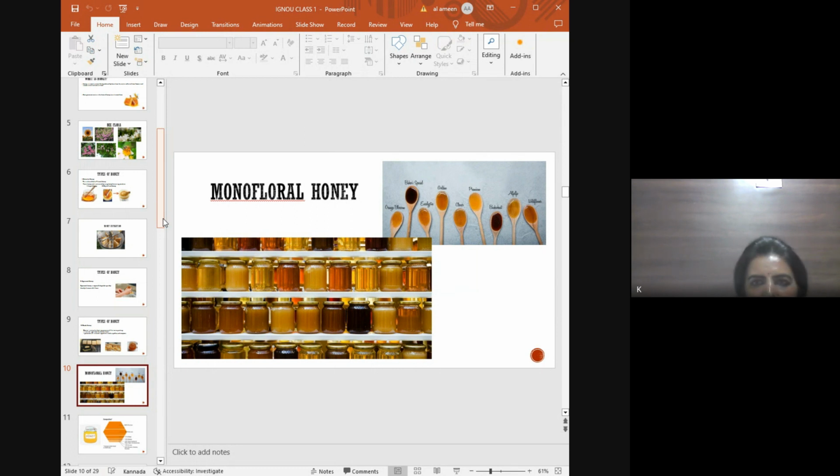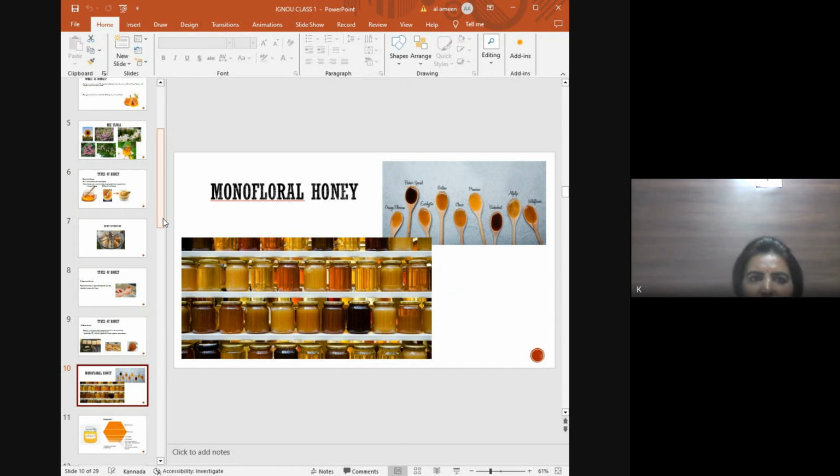It is either lychee honey or rubber honey or coffee honey, teak honey, alfalfa honey, sunflower honey, mustard honey. You can see the whole range of display there, different kinds of honey that are available in the market. They are called monofloral honey, meaning from a single flower. Honey that is got from a single flower is called monofloral honey, and it is expensive. It is taken as a specialty, and the taste also varies very much.